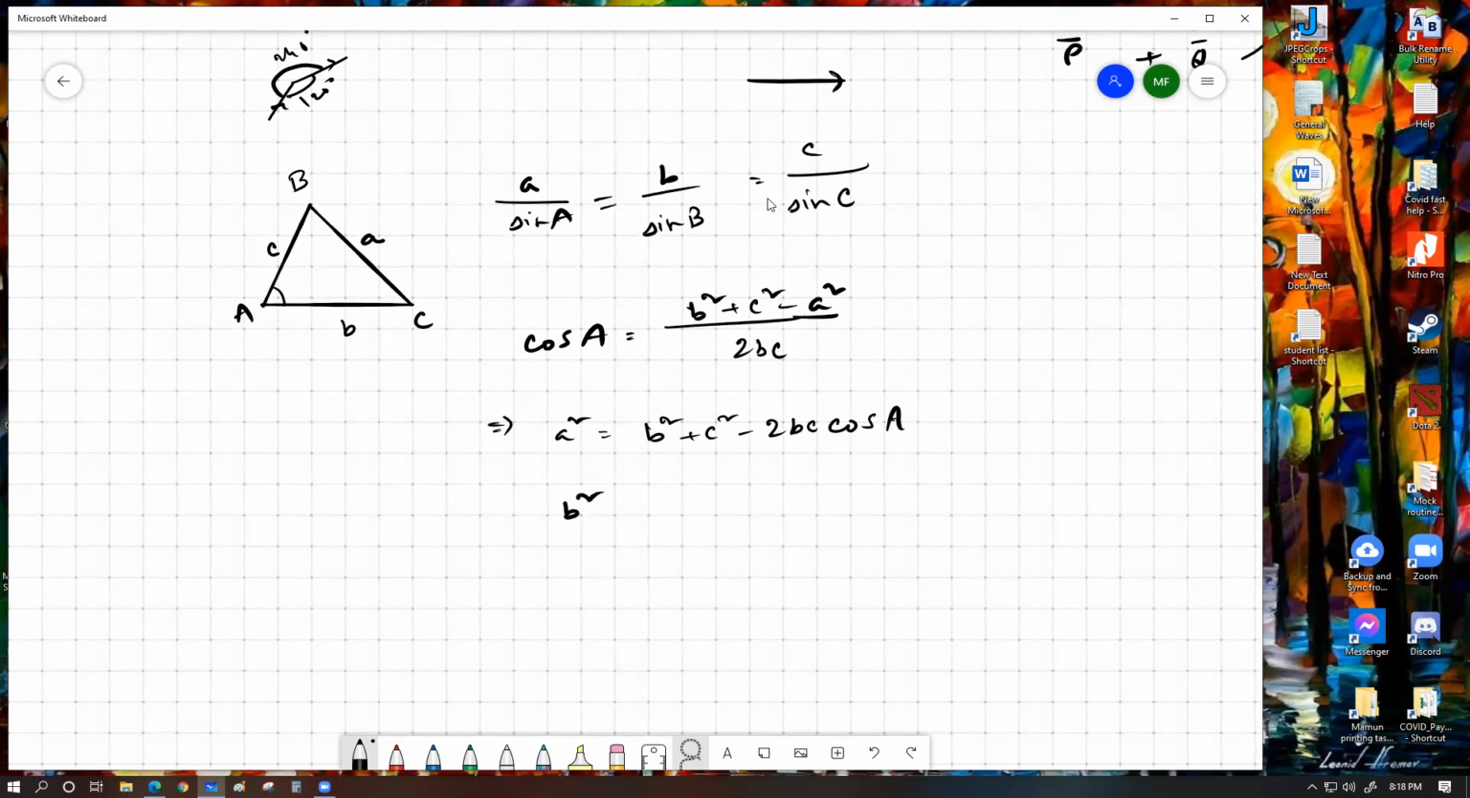If I go for b square, it is going to be written as c square plus a square minus 2ca cos B, and c square is written as a square plus b square minus 2ab cos C. So these are the three different expressions you might come across. For the parallelogram rule, we're going to see that this minus sign would be logically converted into a plus sign. Let me show you what that means.